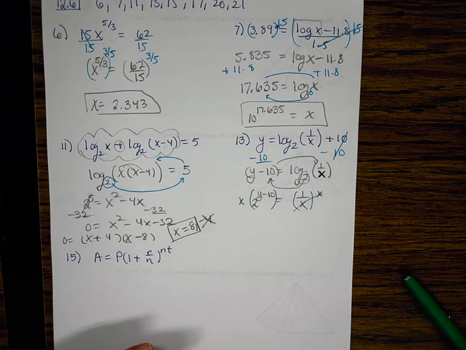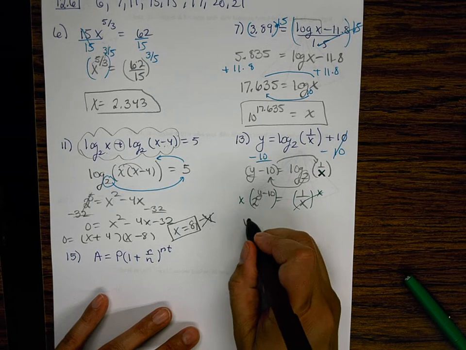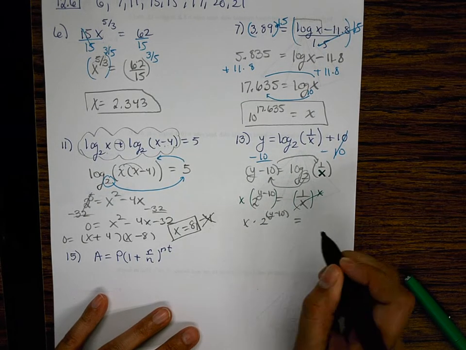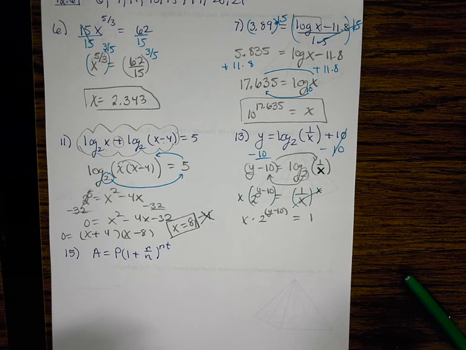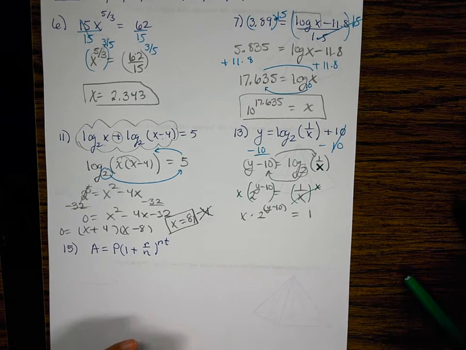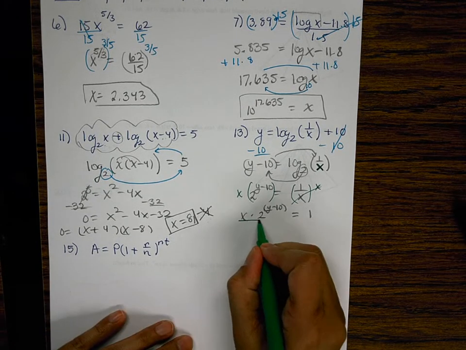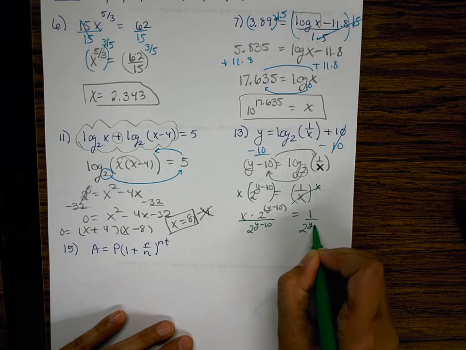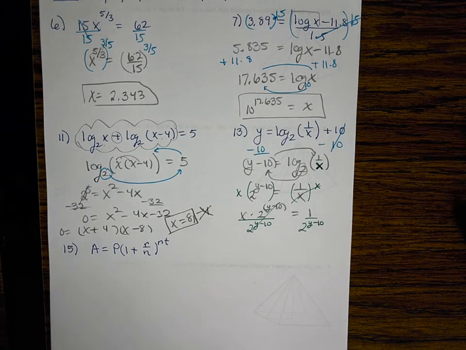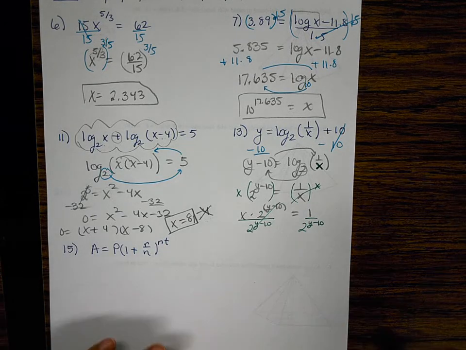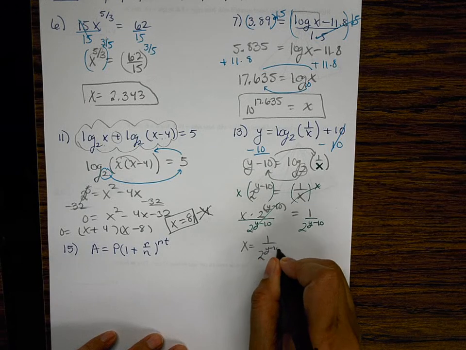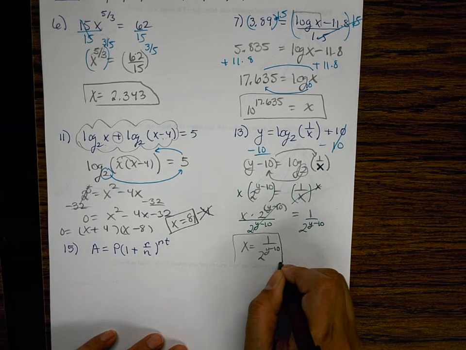So I have x times 2 raised to the y minus 10 equals 1. And I'm trying to get x by itself, so I'm going to divide by 2 raised to the y minus 10. Now, if it was a test question and you wrote this as your answer, 1 over 2 raised to the y minus 10, I would be perfectly happy and that would be good.